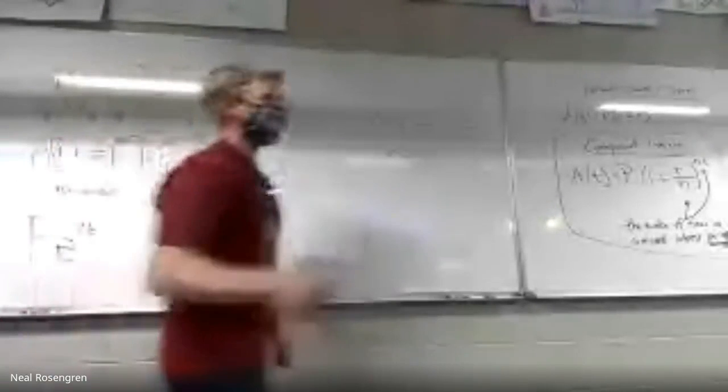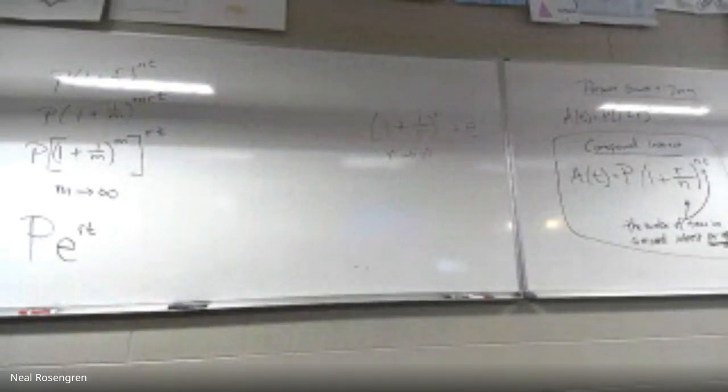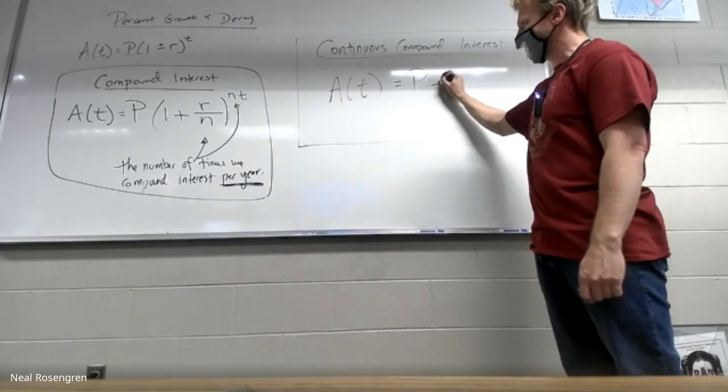Because in continuous compound interest, n is not a number anymore. N is going to infinity. I'm going to do it, not every minute, not every second, not every nanosecond. I'm going to do it continuously. I'm going to compound so fast, you cannot count how many times I've done it. The continuous compound interest formula is P times the number E to the power of RT.